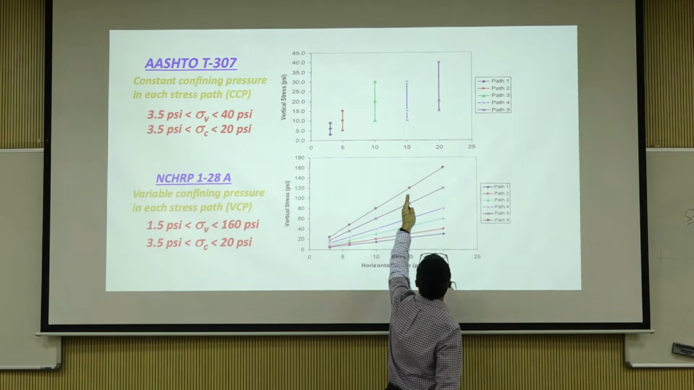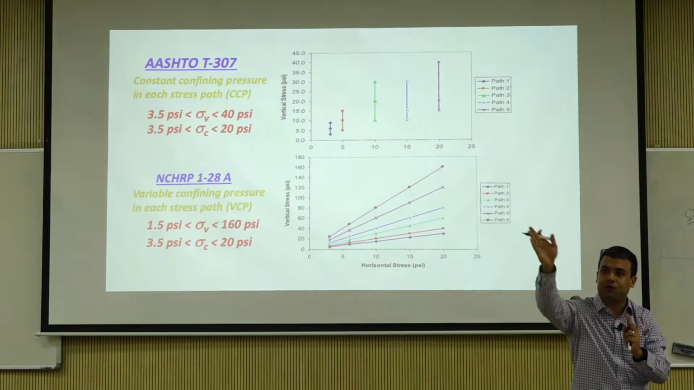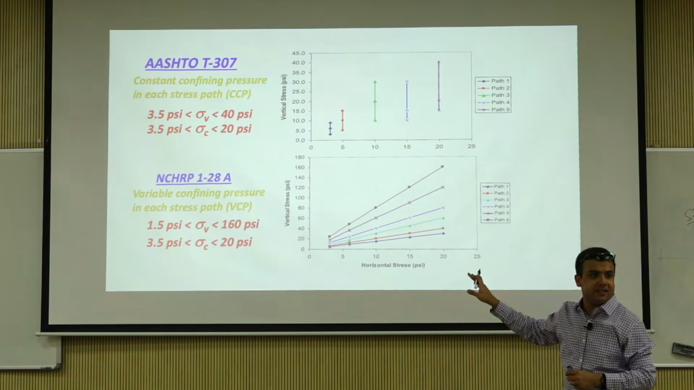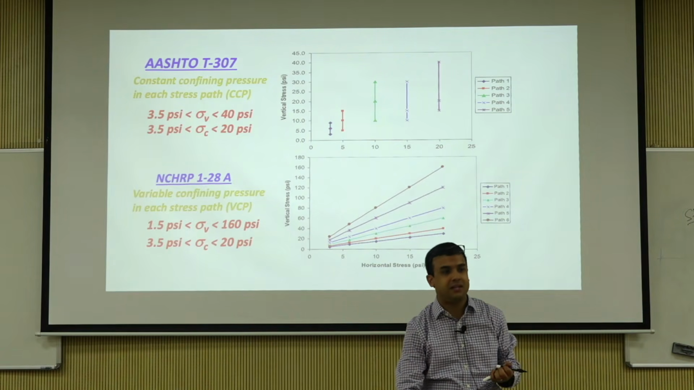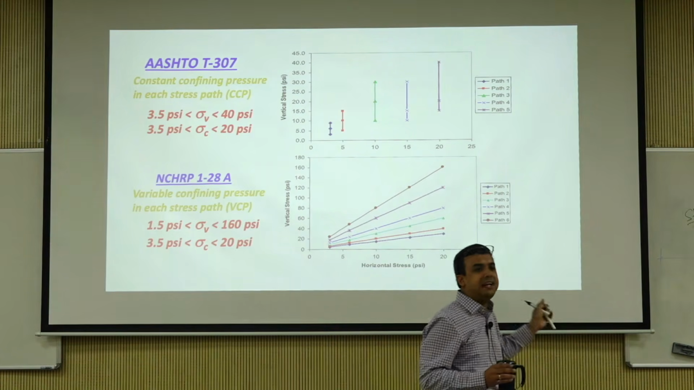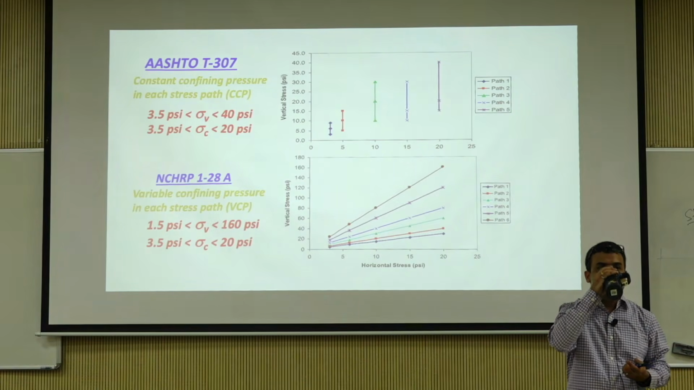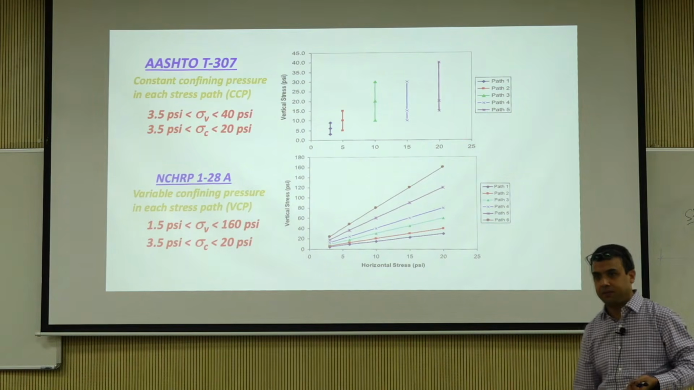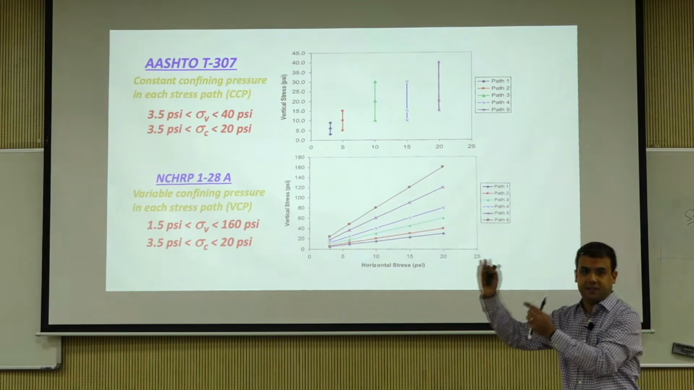And then 10, 15, 20, as the y-axis increases, the x-axis is also increasing. Okay? So you can do this. This is supposed to be a better representation of actual testing, of what happens in the field. But it was not really widely adopted, but we still have a document for this. Okay? That's the concept of VCP, variable confining pressure, because the lines are not vertical anymore. It's changing from state to state.